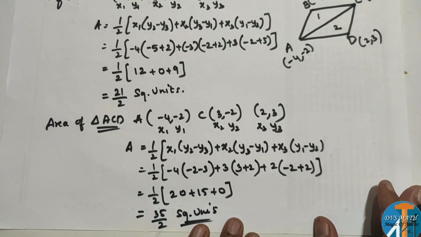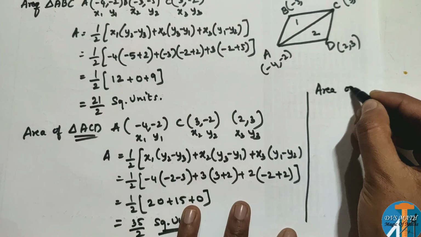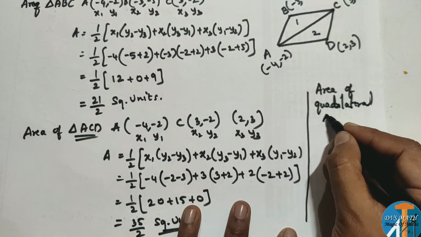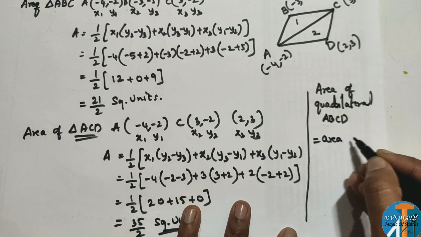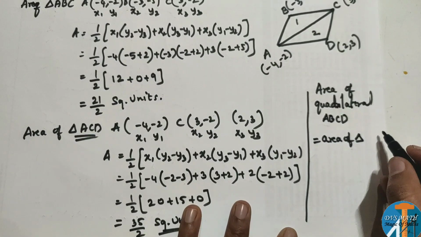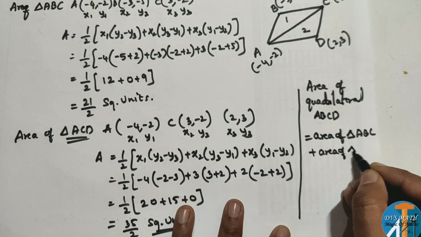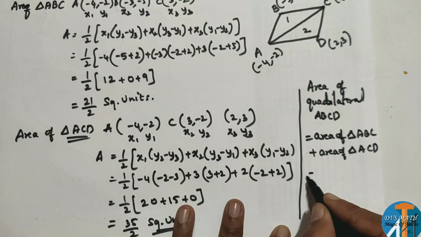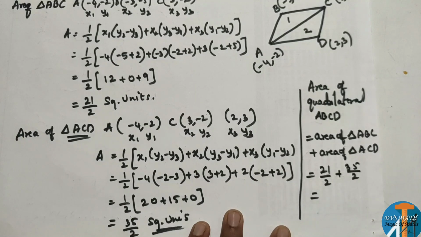Okay. So now finally what you can write? So finally what we can write? So area of quadrilateral ABCD is equal to area of triangle ABC plus area of triangle ACD, right? If we add these two, what will be the final answer? So 21 by 2 plus 35 by 2. What will be the answer if you add these two? 21 by 2, 35 by 2.